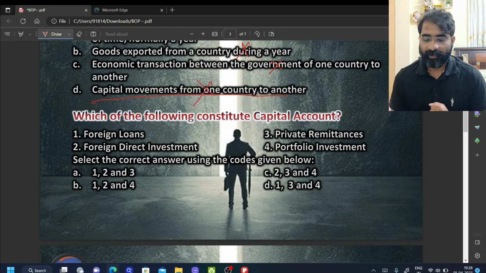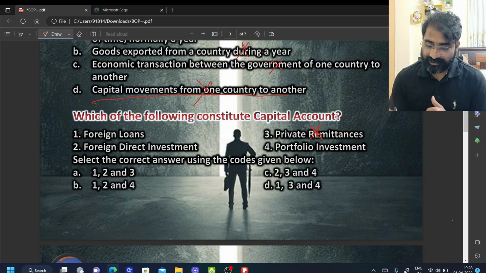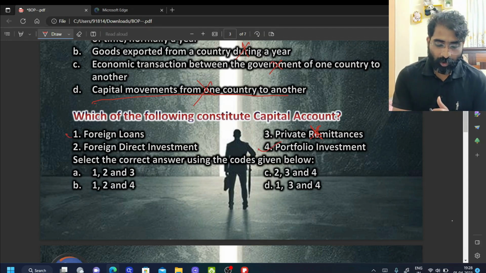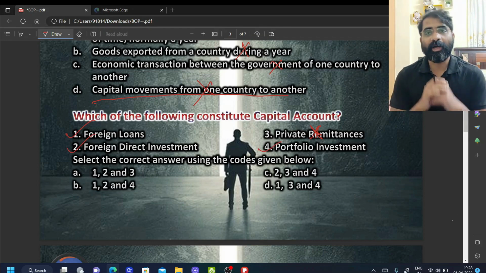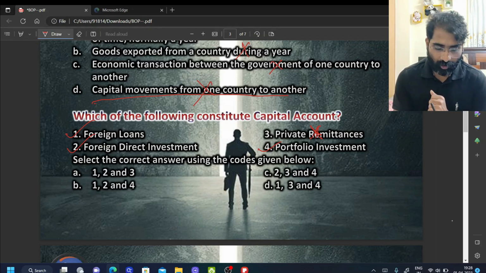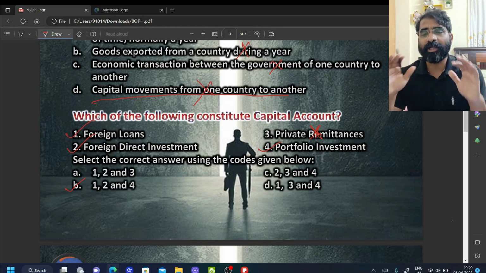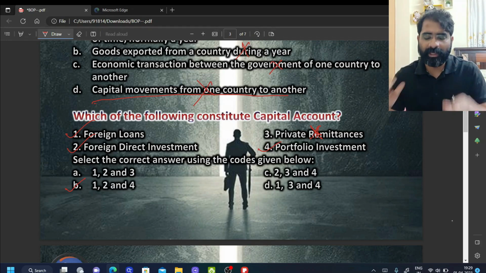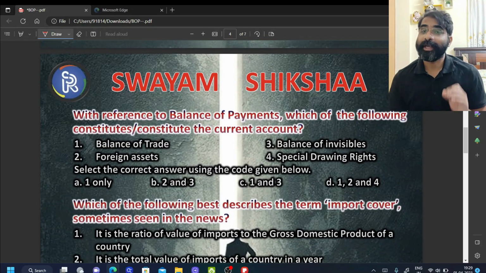Then, next here. Which of the following will constitute capital account? No, remittances or unilateral transfers will be part of current. We have seen that, we have discussed. Okay. Investment, yes. Loans, yes. FDI, yes. All investments and borrowing. So obviously 1, 2 and 4 should be the answer. Once the concept is clear, there is no way you can make a mistake in economics.